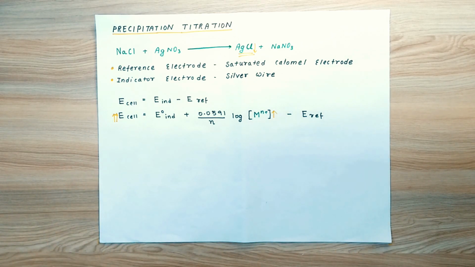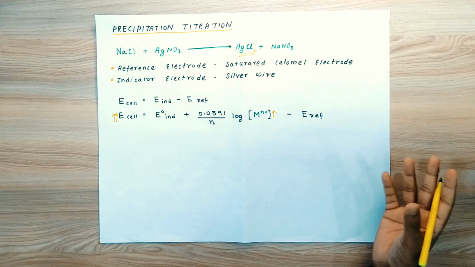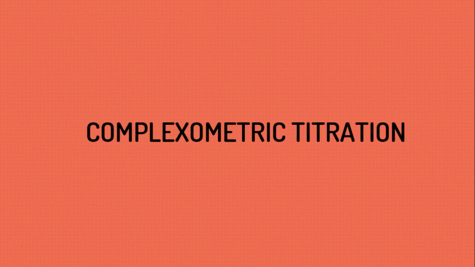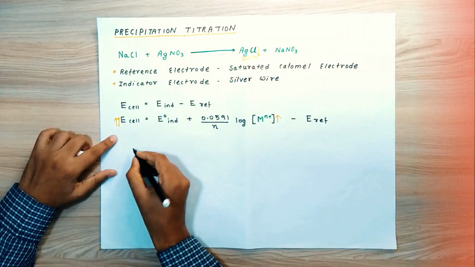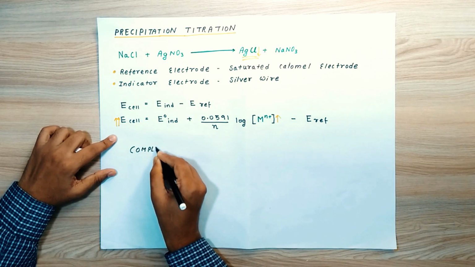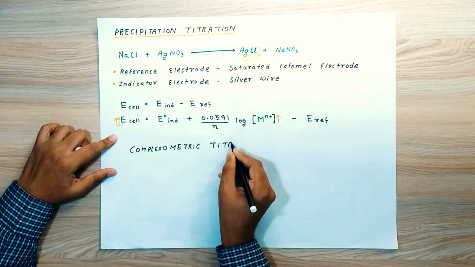So now you know the theoretical concept of how to determine the endpoint of a titration using a potentiometer. And I would also like to tell you that we can use this potentiometer to determine the endpoint of complexometric titration also.